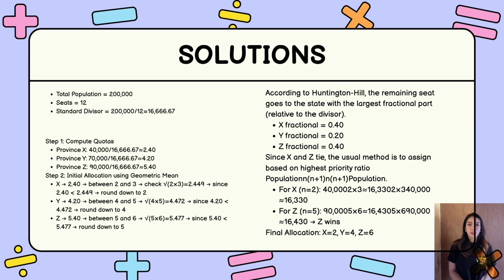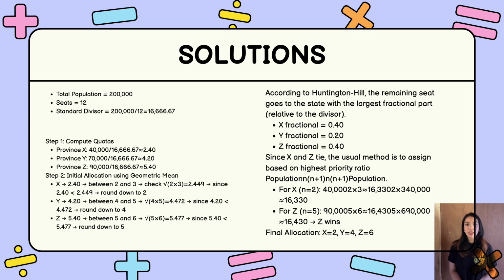Solution, sample 1. Apportioning 12 seats among 3 provinces. Populations of the provinces are: Province X, 30,000, Province Y, 70,000, Province Z is 90,000. And here's the formula. Priority value equals P divided by the square root of S times the quantity S plus 1, where P is population and S is current seats.